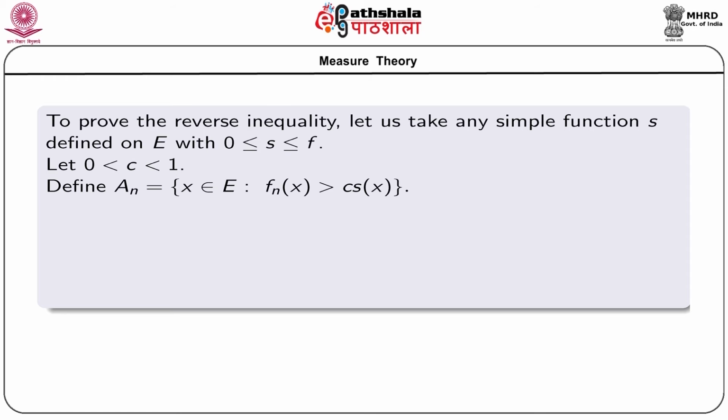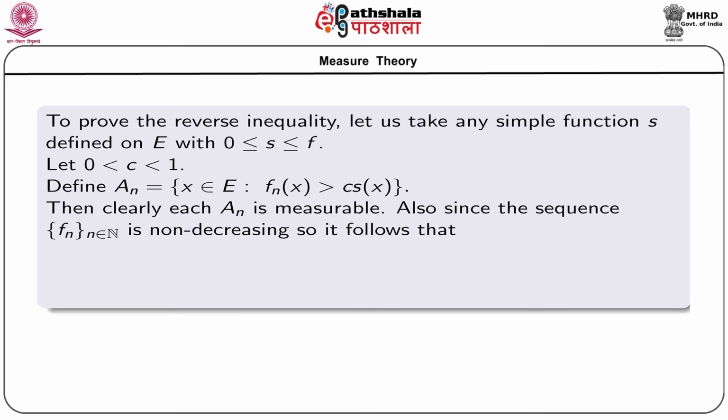Define a set A_n in this way. A_n is taken as the collection of all those points x belonging to E, where f_n(x) is greater than c s(x). Now, see that s is less or equal to f. So, s(x) is less or equal to f(x), and since c is less than 1, c s(x) is strictly less than f(x), which is the supremum of f_n(x).